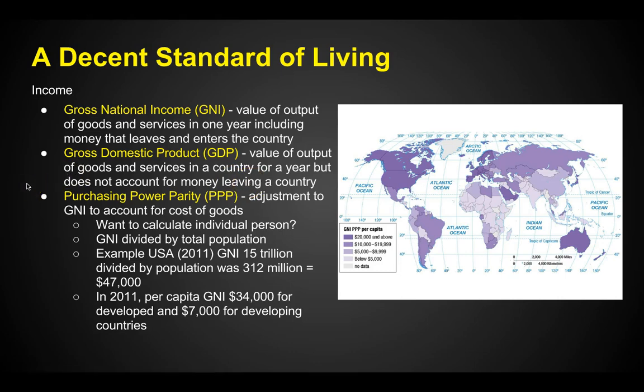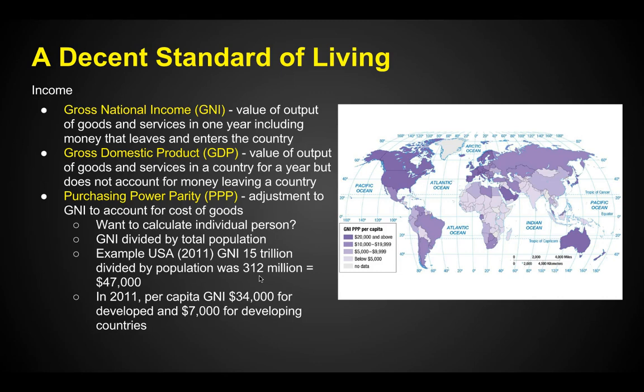Then we also have purchasing power parity, or PPP. This is the adjustment to the GNI to account for costs of goods. For example, do you want to calculate for an individual person? We take the GNI divided by total population. So for the United States in 2011, the GNI was 15 trillion. We divide that by the population, which was 312 million. That equals 47,000. So that's the adjusted gross national income per person.